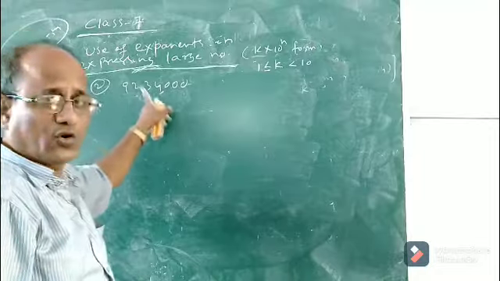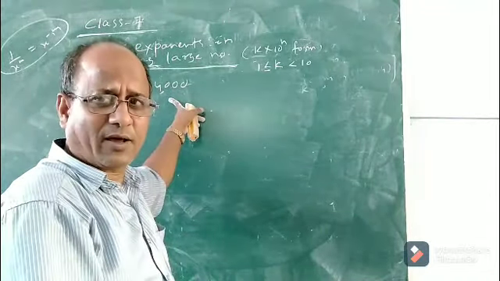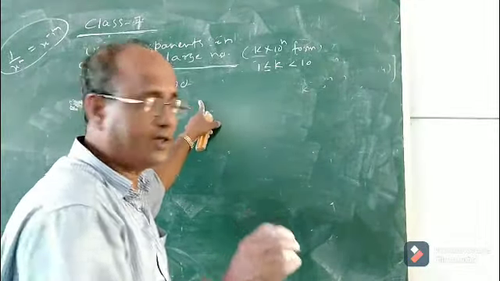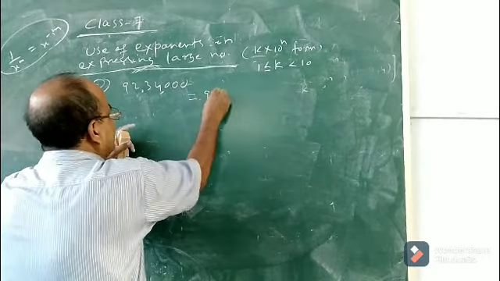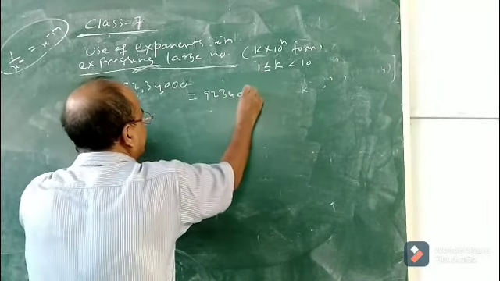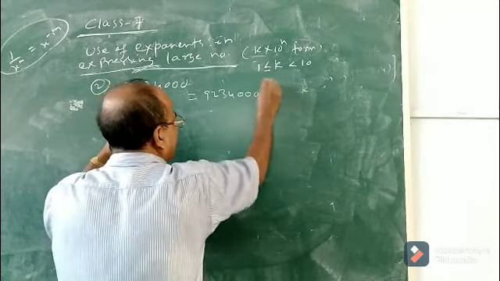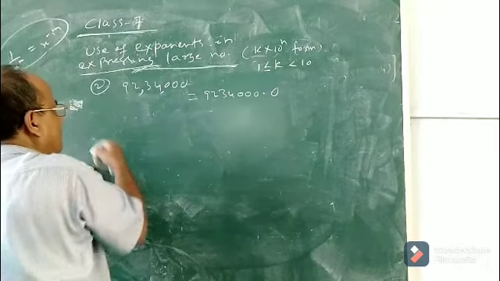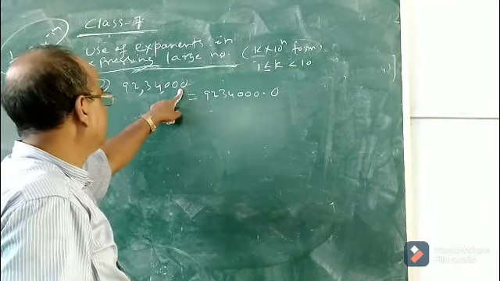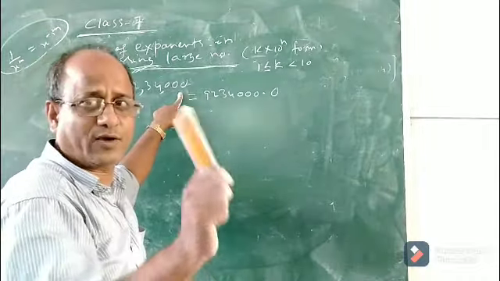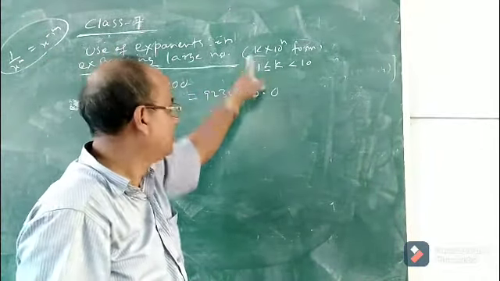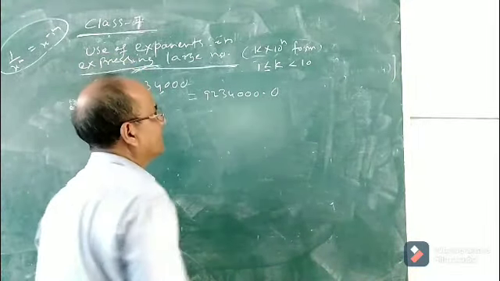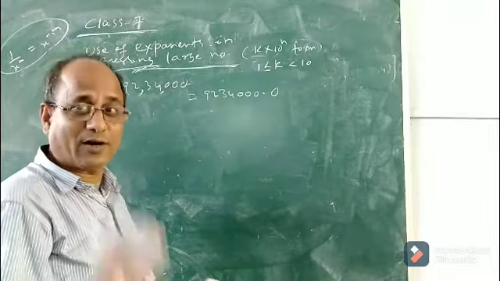To express it in k into 10 to the power n form, first, this is a whole number, so we have to make it a decimal. How to make it decimal? 9234000 is given. Now put a point and write another 0. This whole number, 92,34,000, you want to express in this form. First you make it a decimal number.